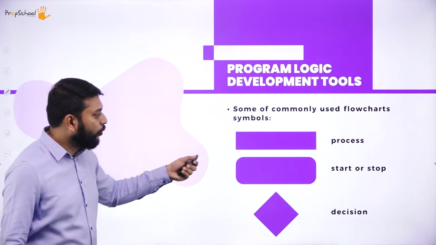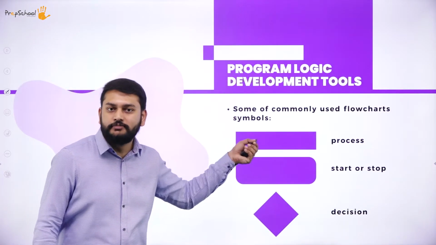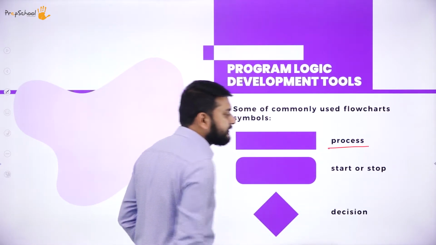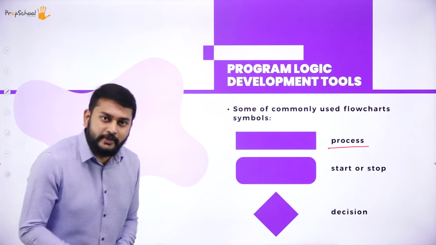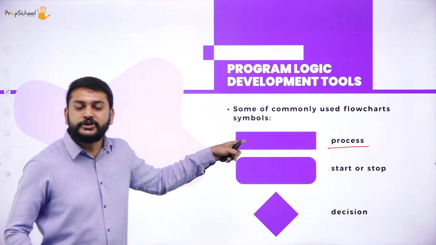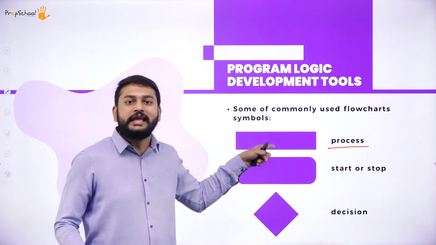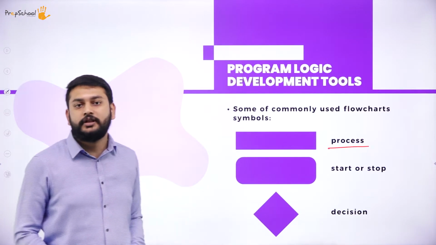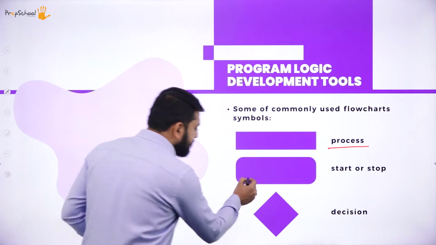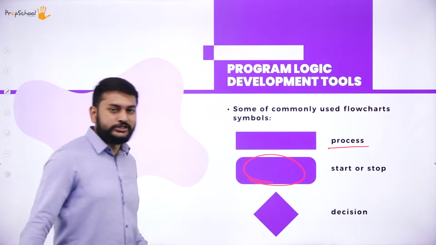So guys, whenever I'm using this kind of symbol in my flowchart, you have to understand that as a process. Some action is being executed. If I'm performing some action, that action will be represented in this symbol. Whenever I'm starting a process or stopping a process, I'll be using this symbol.